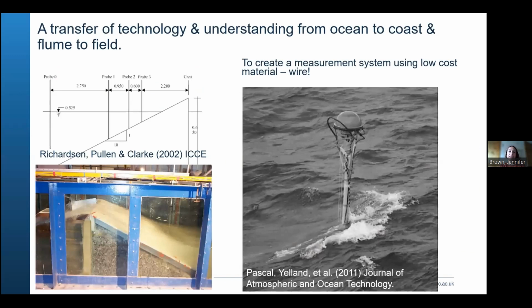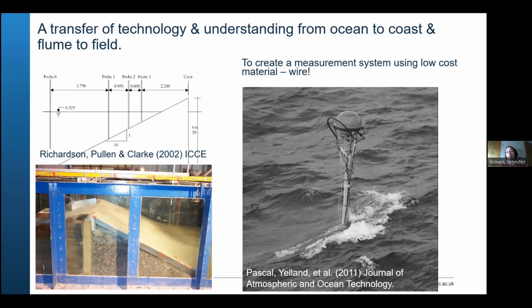So the challenge to the NOC and also members of HR Wallingford was, could we transfer our understanding and our technology to actually start collecting field measurements of wave overtopping? So what we did, HR Wallingford are very experienced with using instruments within the lab, and they understand what type of data needs to be collected.